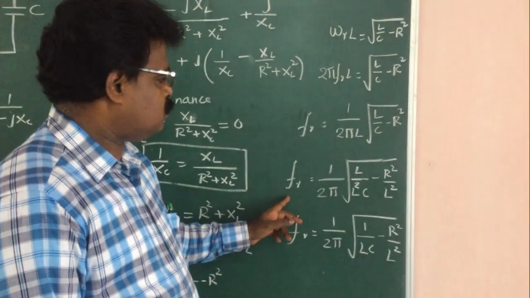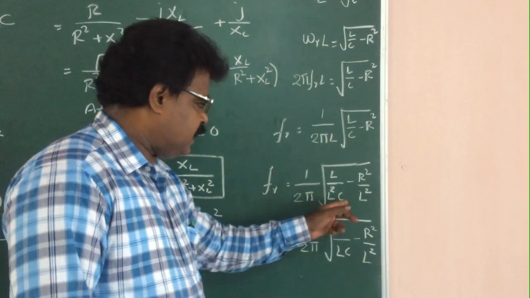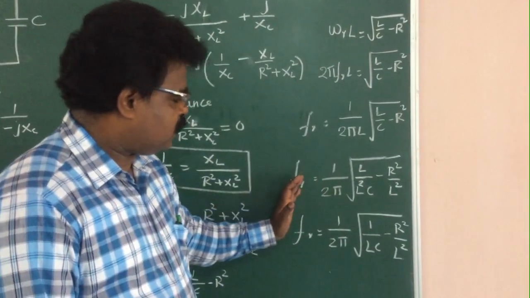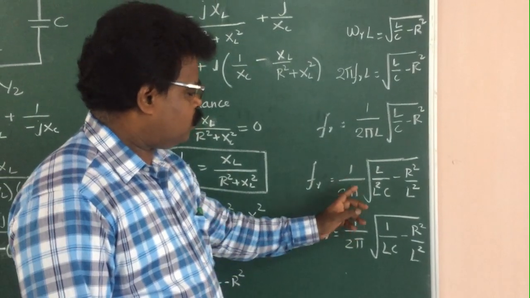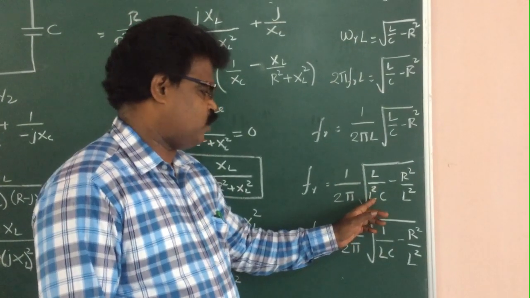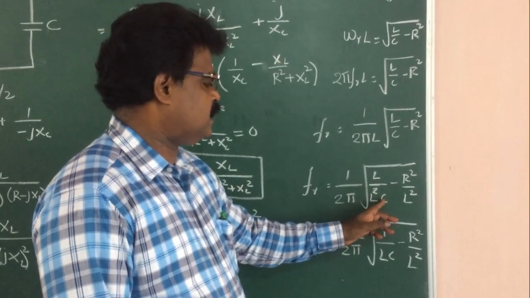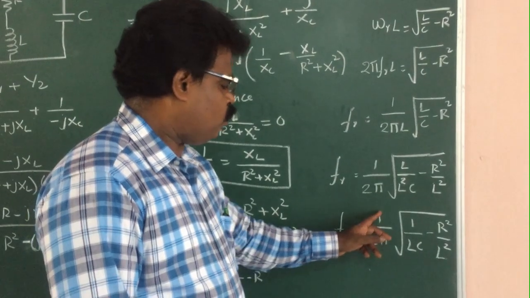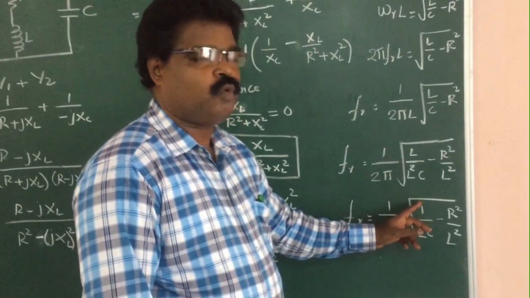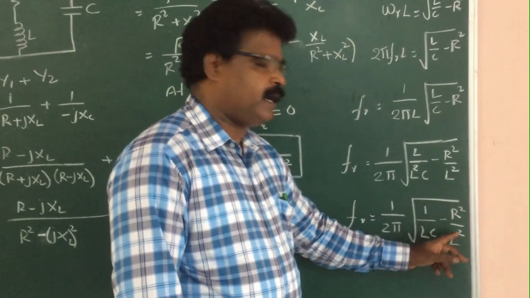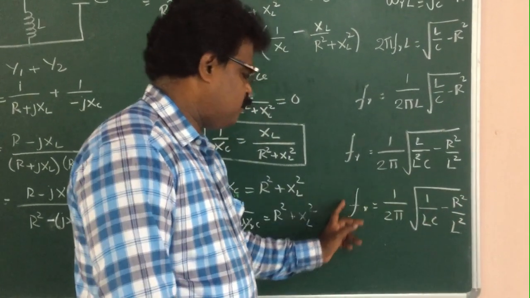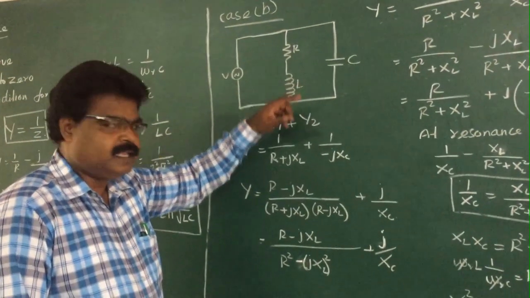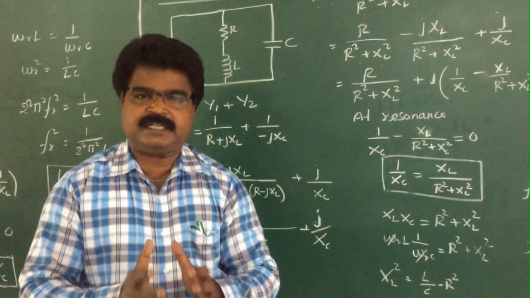So FR is equal to 1 by 2 pi. For simplicity, we are taking L inside the root. If you take L inside the root, then it becomes L square. So L by L square C minus R square by L square. From this, FR is equal to 1 by 2 pi square root of 1 by LC minus R square divided by L square. This is the formula for resonance frequency for this type of circuit. So for each type of circuit, the resonance condition is different.